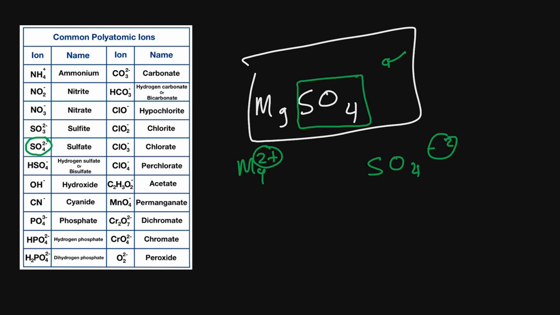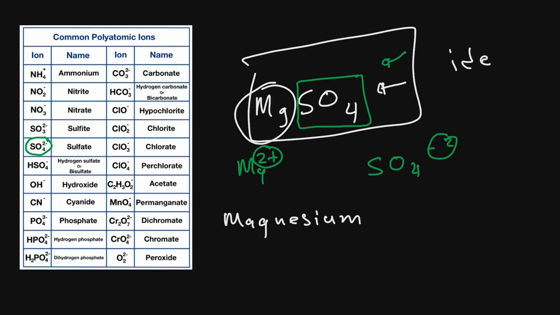But now, how do we label this compound? Remember, for the first element we just write the name as it is, so this is going to be magnesium. And the last part does not change to -ide because this is a polyatomic ion. It has its specific name. Because it's SO4, we're going to write sulfate. So it's going to be magnesium sulfate.